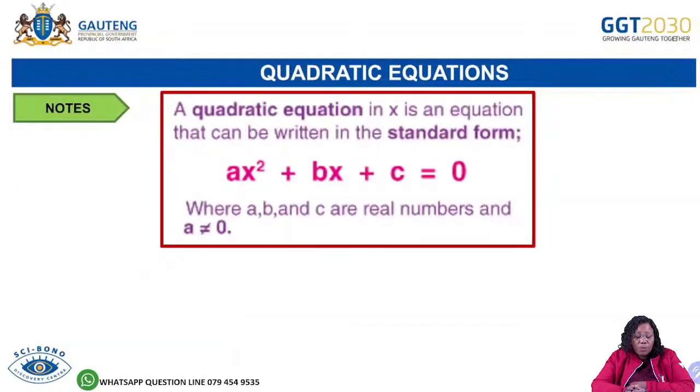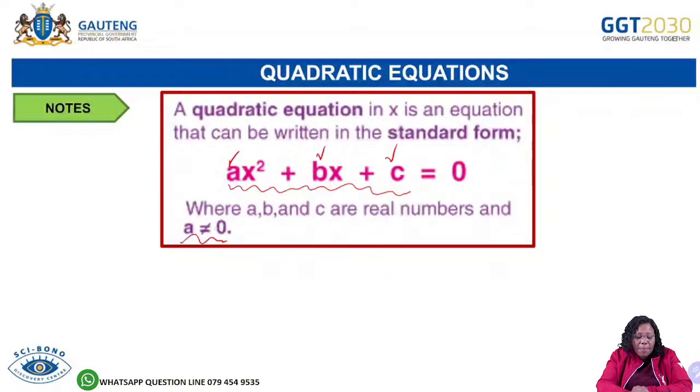And then now we move on to quadratic equations. Remember, we are talking about your first 50 marks on your question paper. A quadratic equation in x is an equation that can be written in a standard form. If it is in terms of x, it will be ax squared plus bx plus c equal to 0, where a, b, and c are real numbers. Okay, this a, b, c there, they must be real numbers.